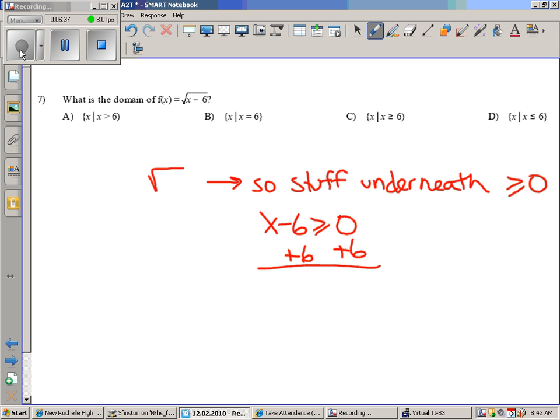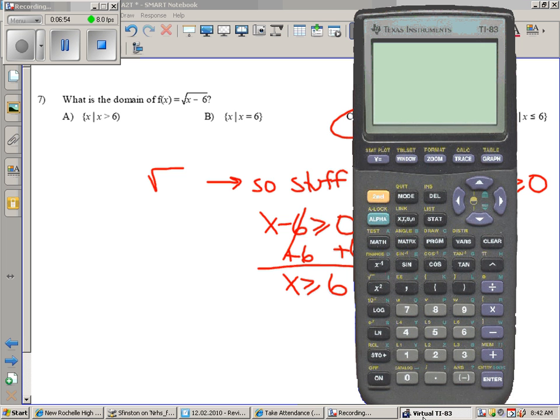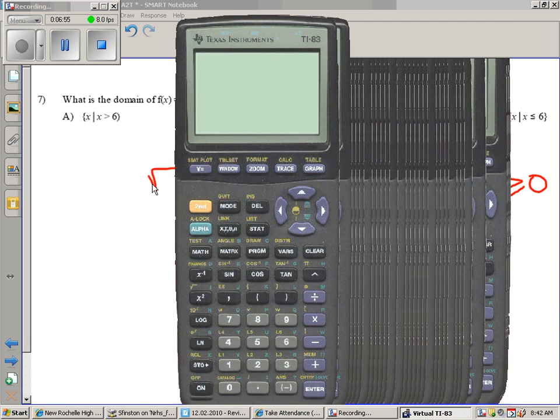Ben, is this what you were going to do? That's okay. You could do it in your head. x has got to be greater than or equal to 6, and so what choice is it? Done. End of story. Morning glory.